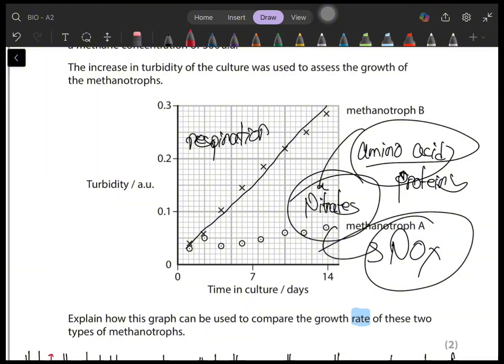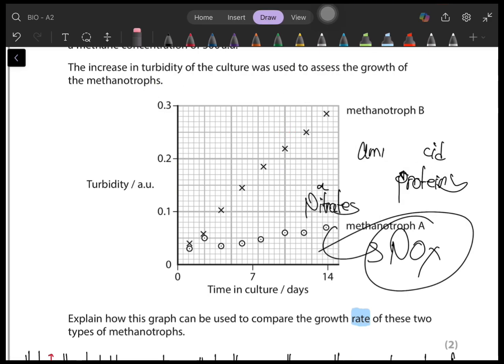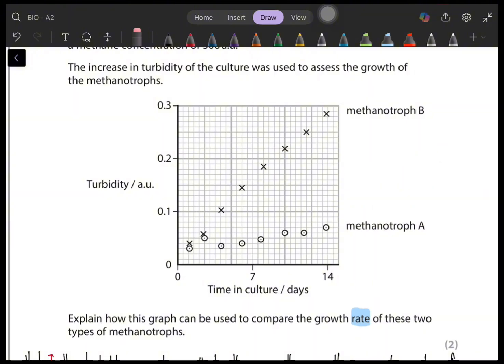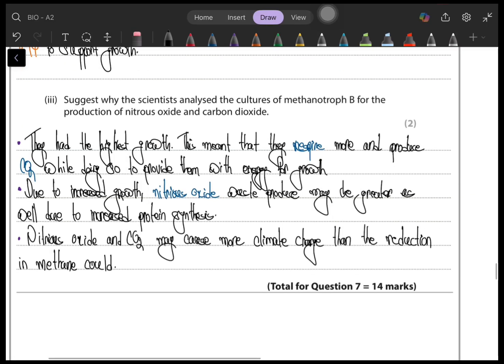Respiration at a greater rate, and once they carry out respiration at a greater rate, they are going to produce carbon dioxide, right? That's going to increase the levels of atmospheric carbon dioxide as well, right? So we are more interested in the adverse effects that this methanotroph B could have, right? So yeah, that's what I have written.